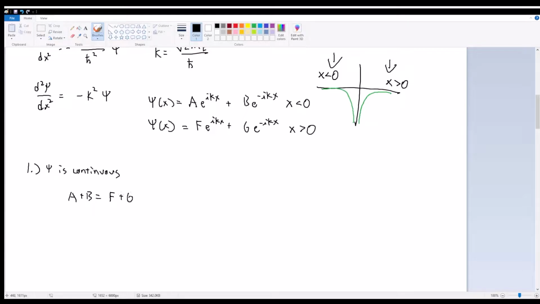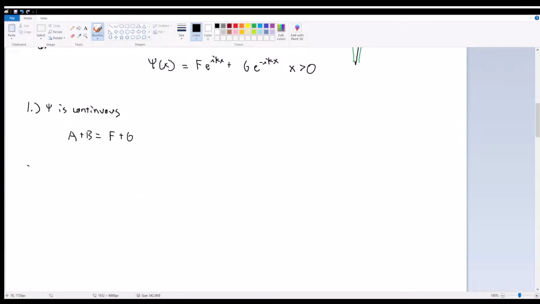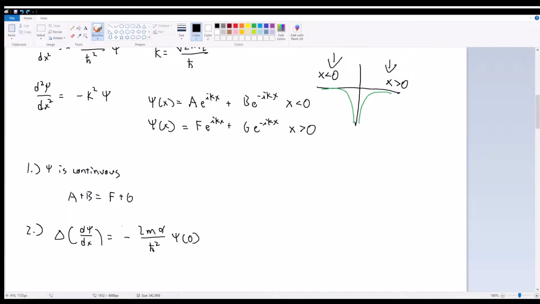Now, we have condition 2 from back when we were looking at bound states, which is that the derivative of psi has to be continuous except where the potential is infinity. And when the potential is infinite, the discontinuity in d psi by dx is specifically equal to negative 2m alpha divided by h bar squared times psi of 0. So we can find this manually by differentiating our piecewise function and plugging that in, and we get a new condition in terms of A, B, F, and G.